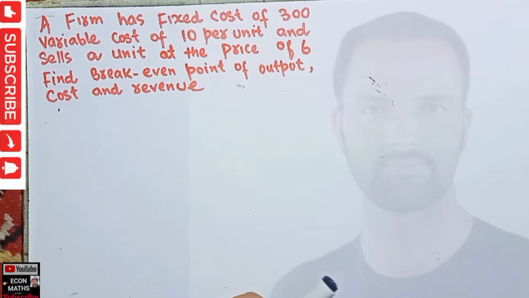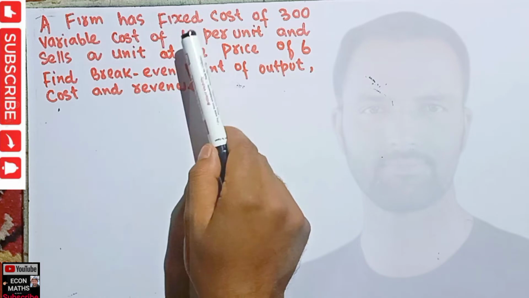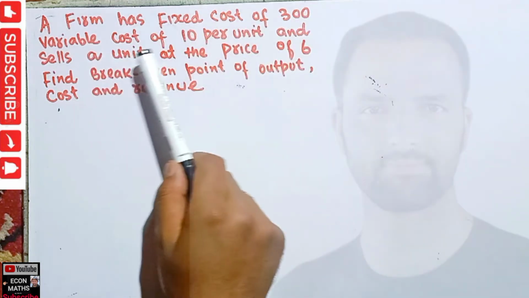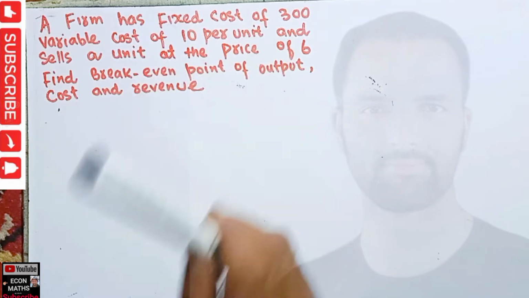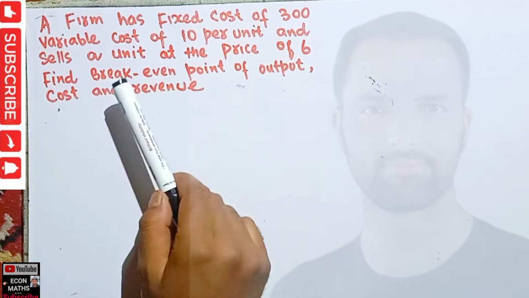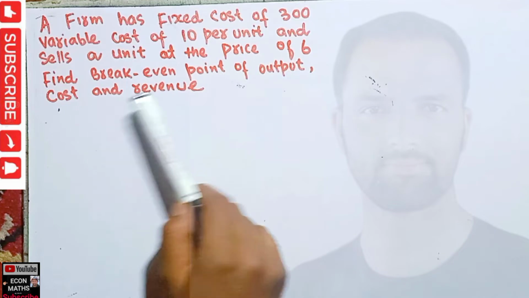In this video, we will solve a problem on finding the break-even point of output, cost and revenue from the given fixed cost, variable cost and the price. The question is like this. A firm has fixed cost of 300, variable cost of 10 per unit and sells a unit at a price of 16. We have to find the break-even point of output, cost and revenue.